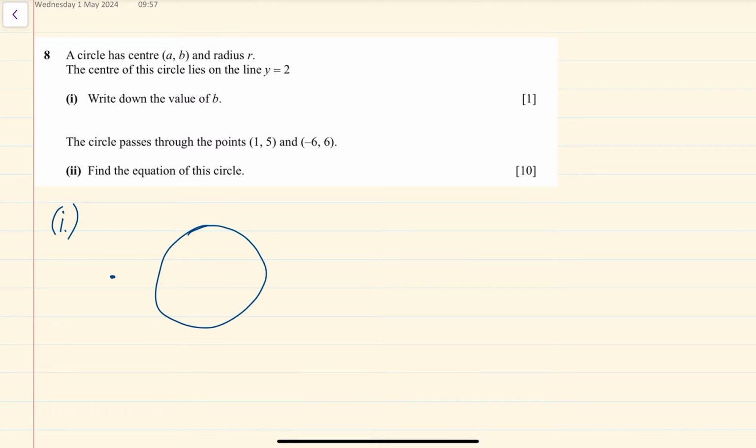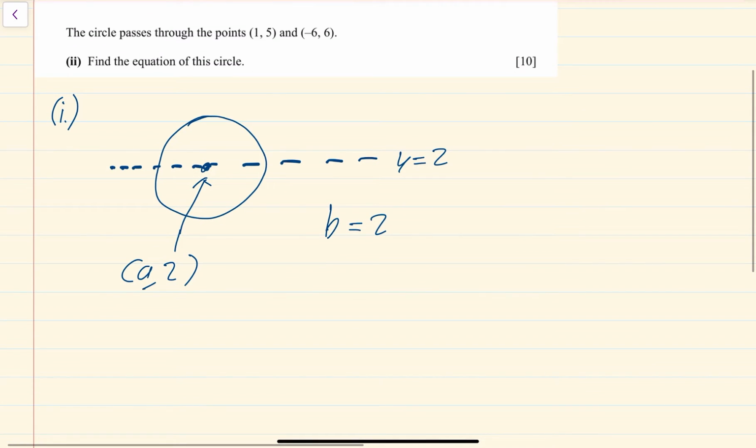So if you had a line y equals 2, which is a horizontal line, there's y equals 2, and my centre lies on it. So that tells me the centre, we knew it was A, B, but we also know then that the y value is 2. So b is just equal to 2. There's not really much working out you can do. Just do a wee diagram, and there you have it. The centre is A, 2, so b is equal to 2.